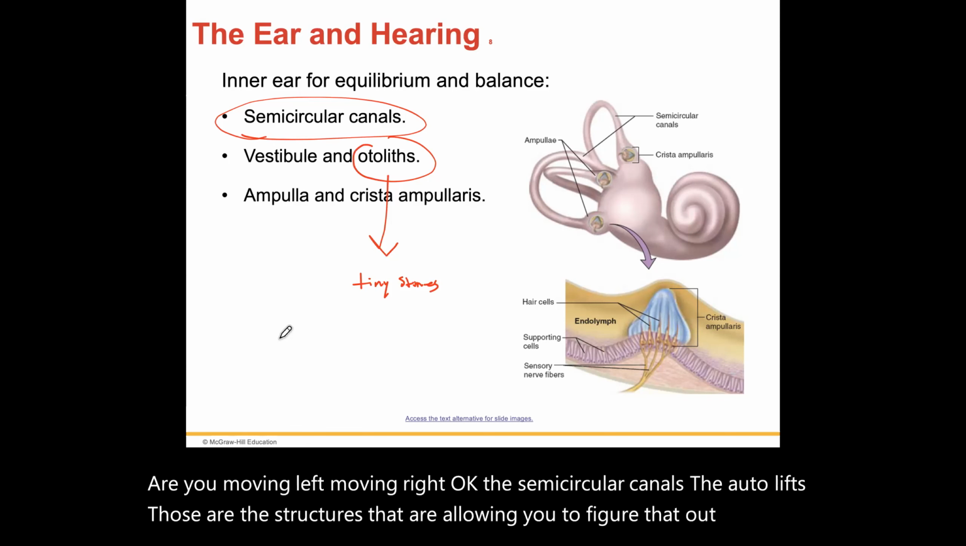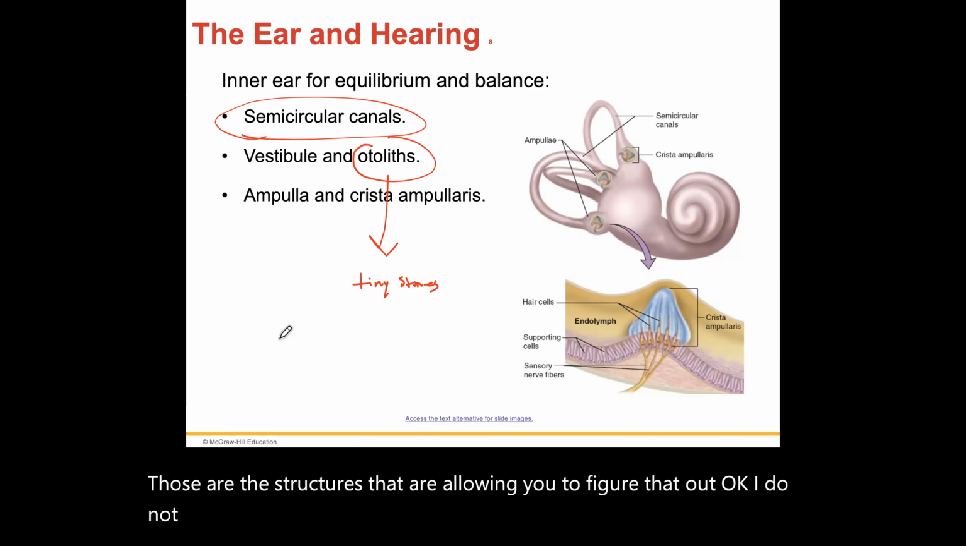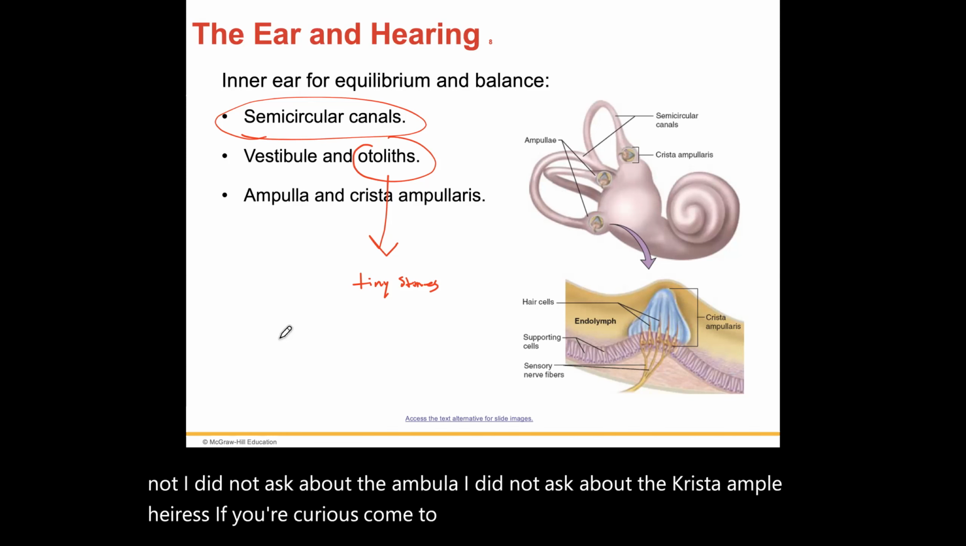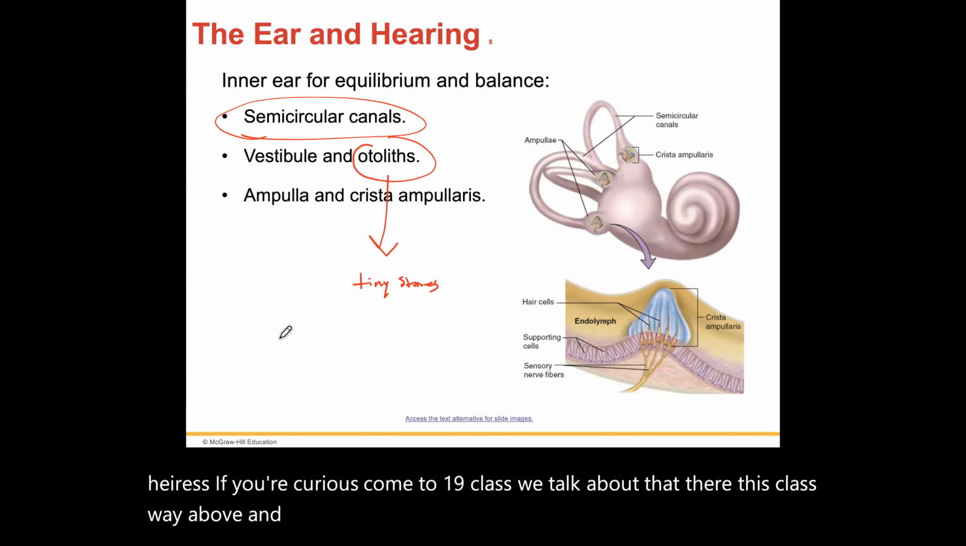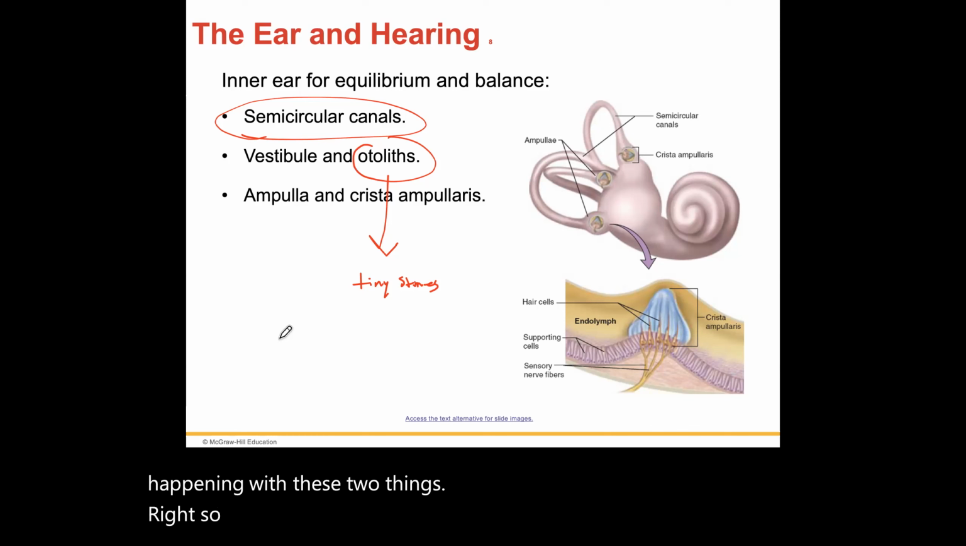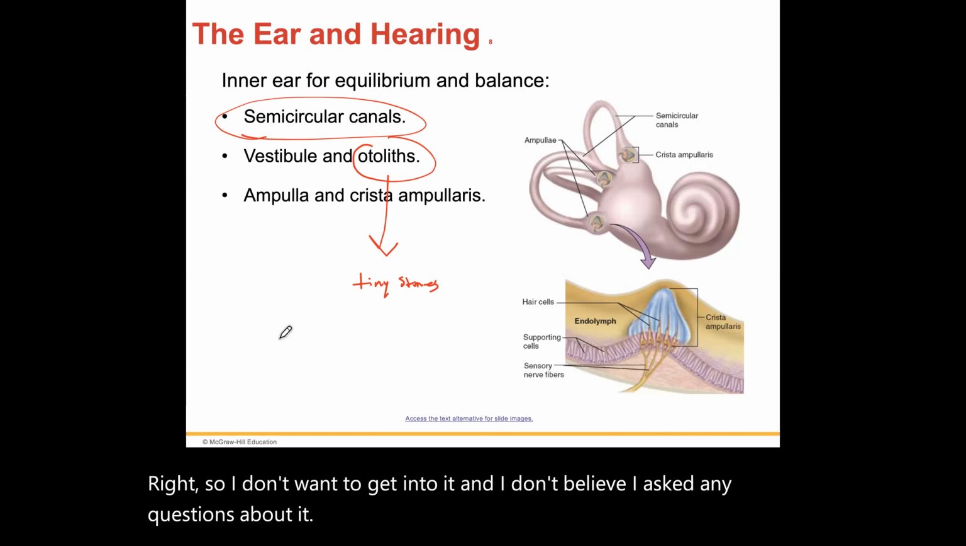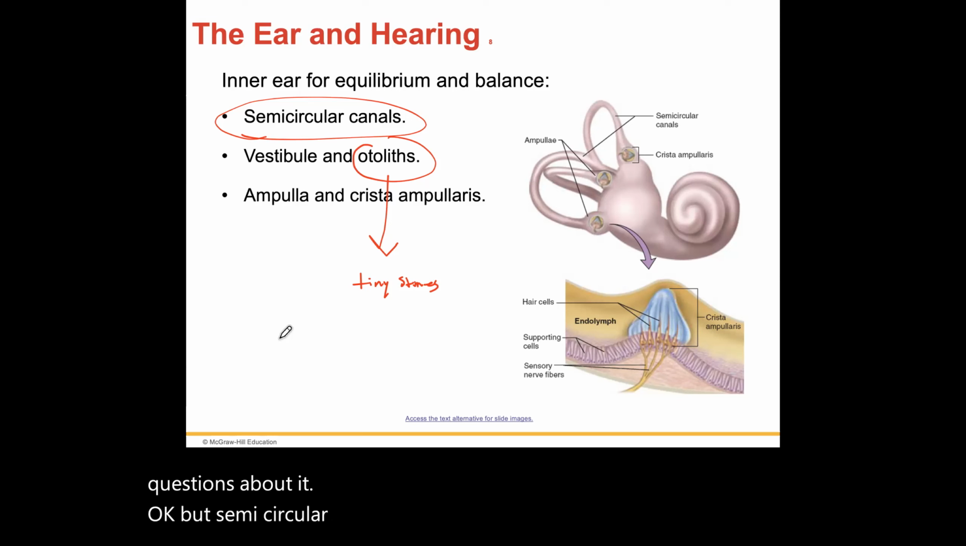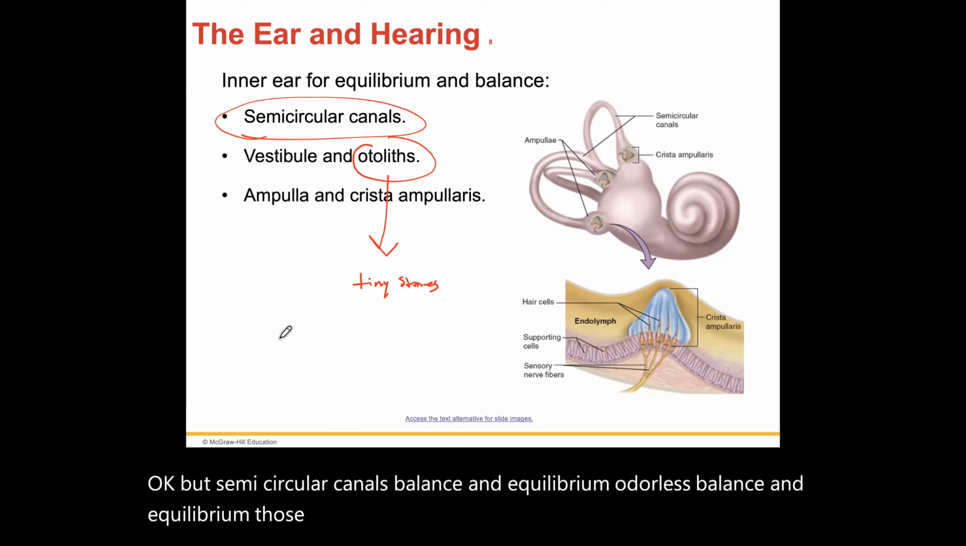I did not ask about the ampulla. I did not ask about the crista ampularis. If you're curious, come to 109 class. We talk about that there. This class, way above and beyond understanding what is happening with these two things. So I don't want to get into it, and I don't believe I asked any questions about it. But semicircular canals, balance and equilibrium, otoliths, balance and equilibrium. Those are some of the basic structures that help us to figure out where we're moving and where we're looking.